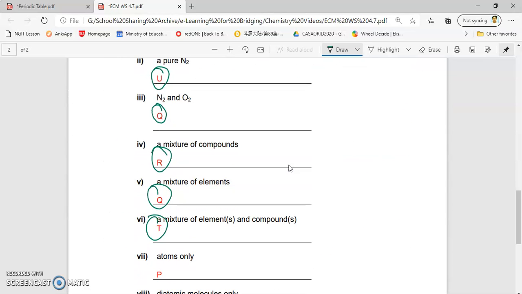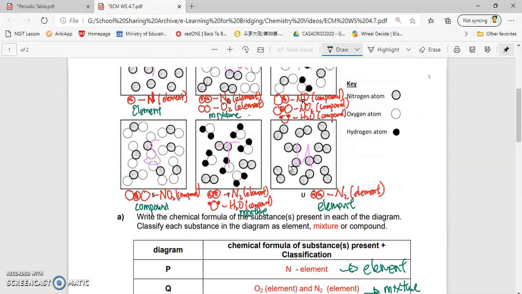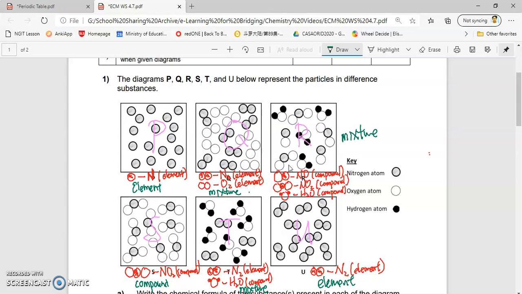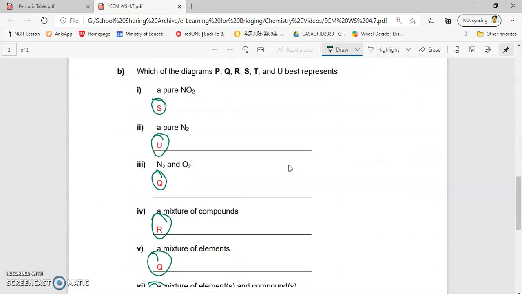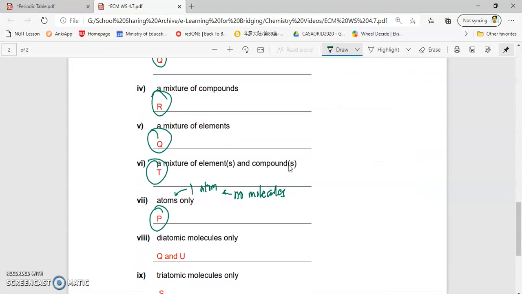Now which one consists of atoms only? Atoms means that it is a single atom, one atom only. No molecules. That means you don't see any atoms chemically combined together. So if you look at it, you should see all single circles. Therefore, the only answer here is P, because P consists of all single atoms. That's why it is atoms only.